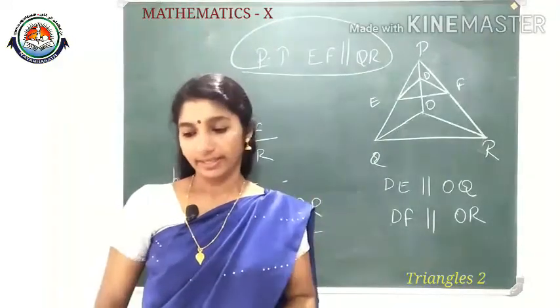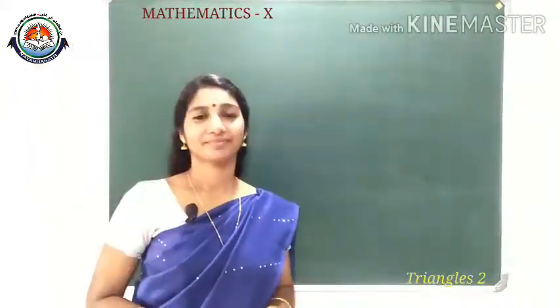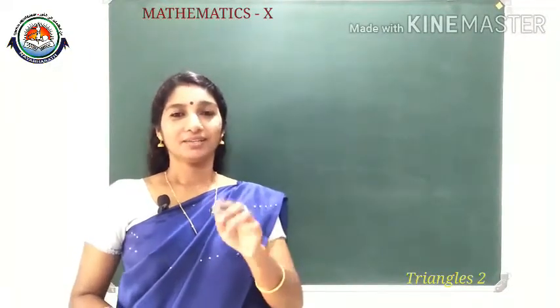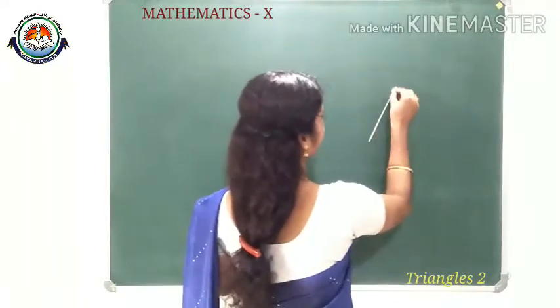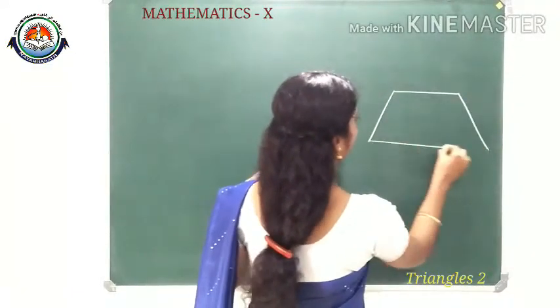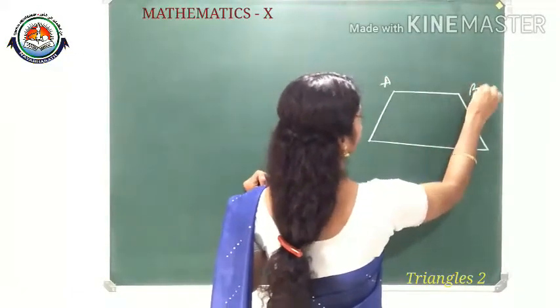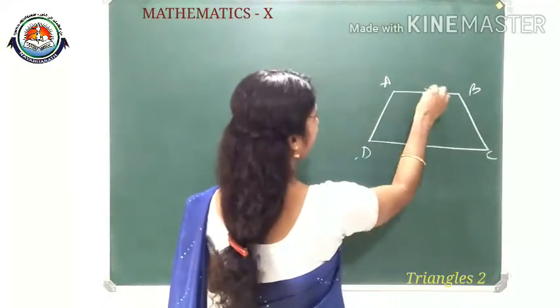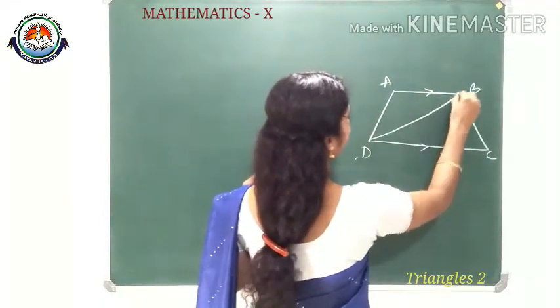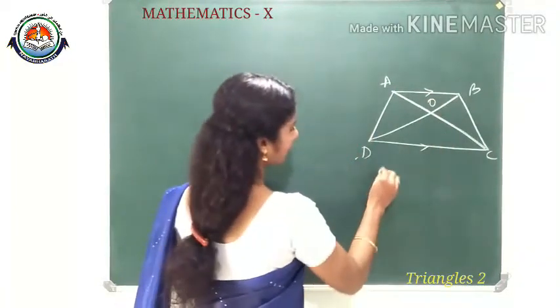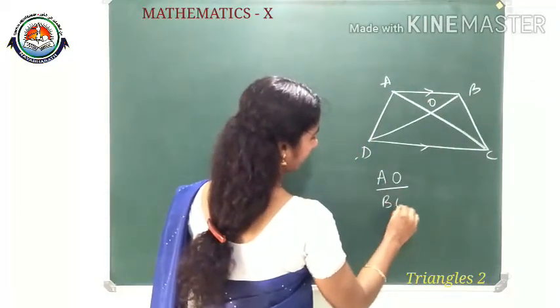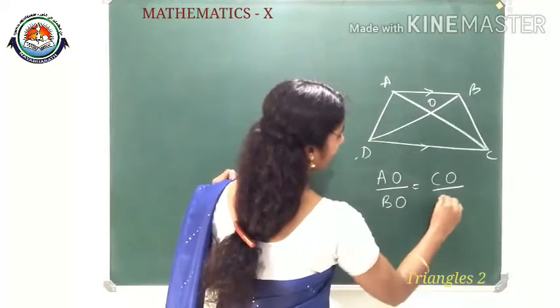Okay. Then next question. One problem is given like this. In a trapezium ABCD, AB is parallel to DC and the diagonals meet at O. We need to prove AO by BO is equal to CO by DO.